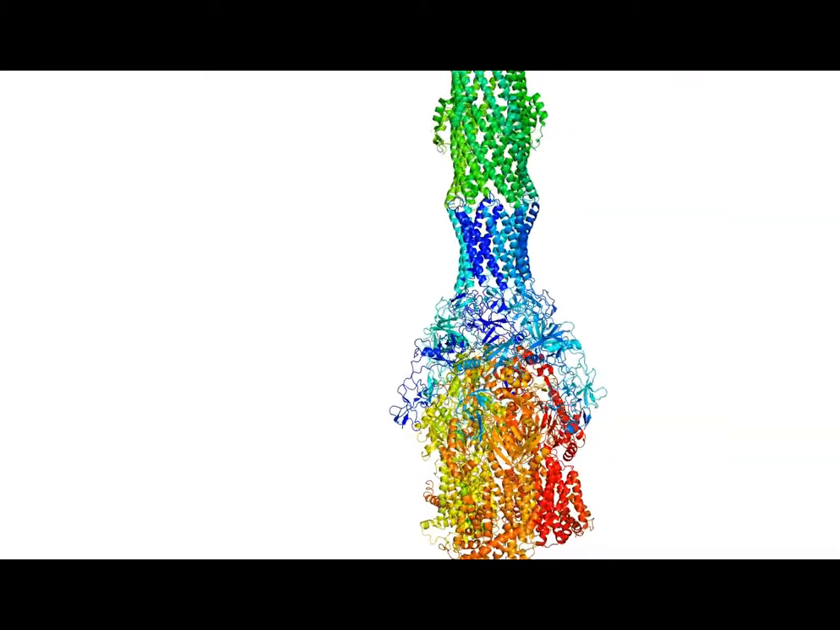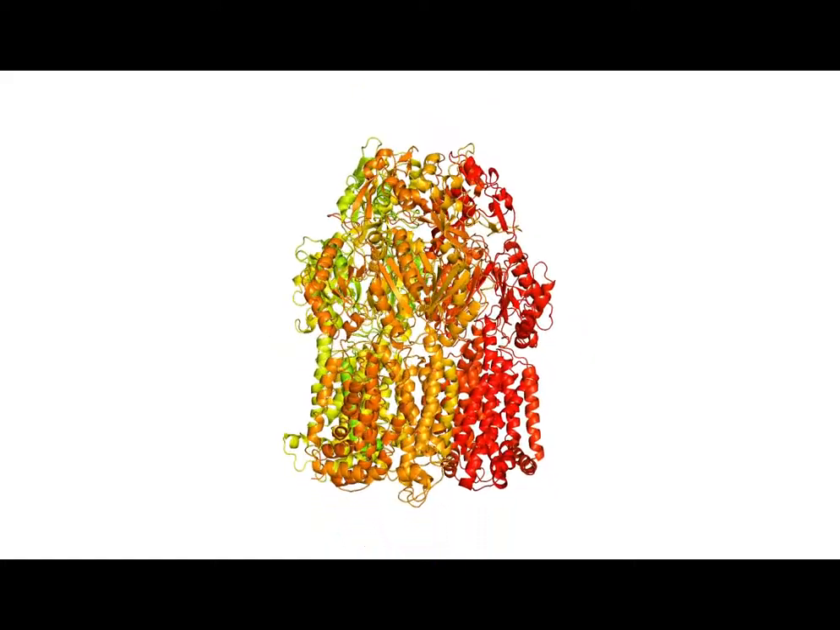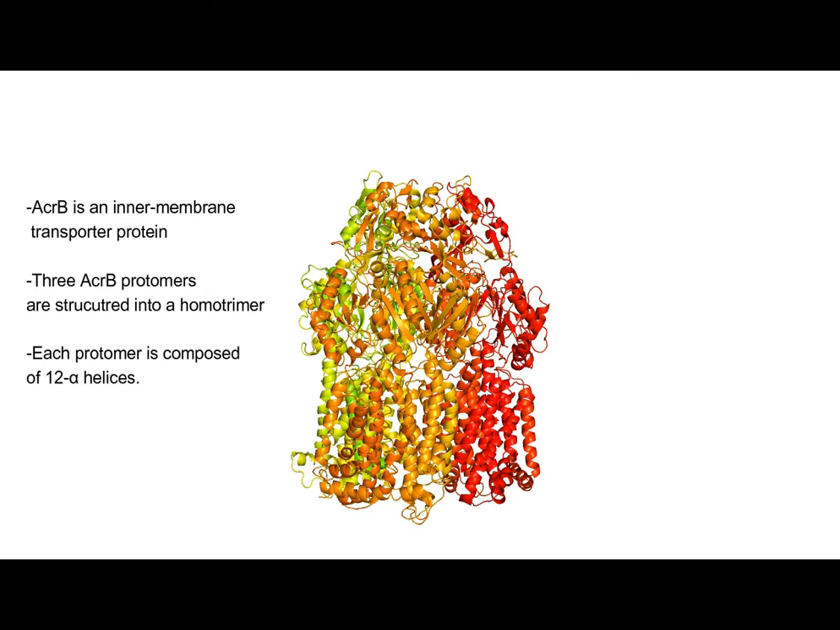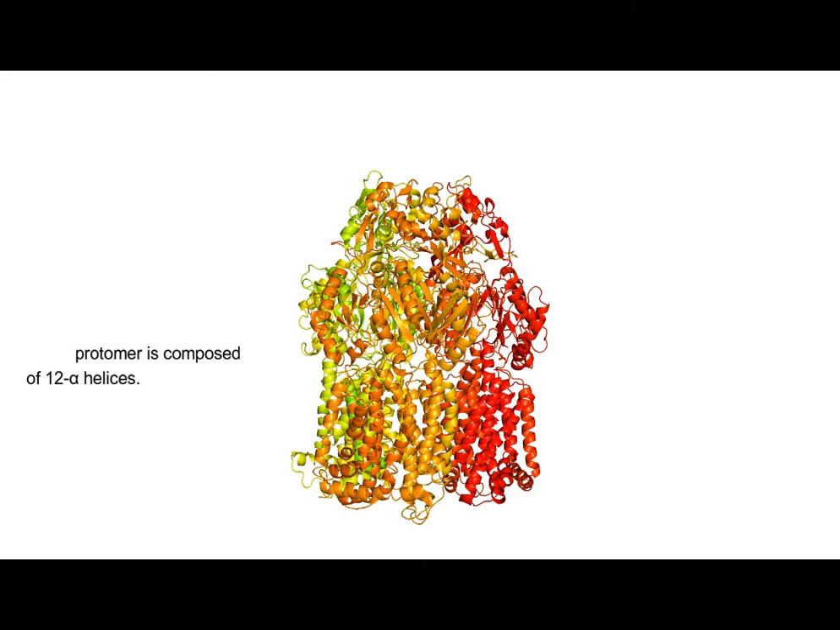Now we can move on to AcrB. AcrB is an inner membrane transporter protein. 3 AcrB protomers make a homotrimer. Each protomer is composed of a funnel-shaped transmembrane portion that contains 12 alpha helices.